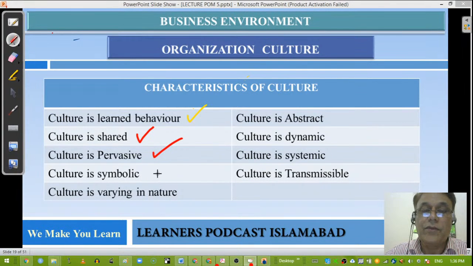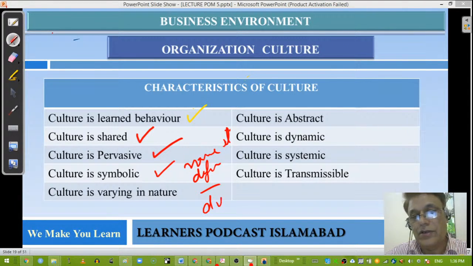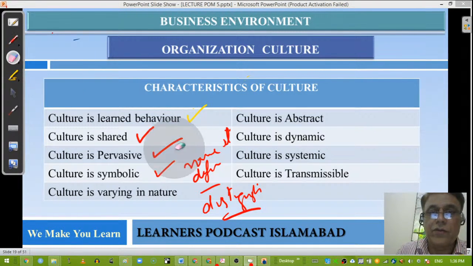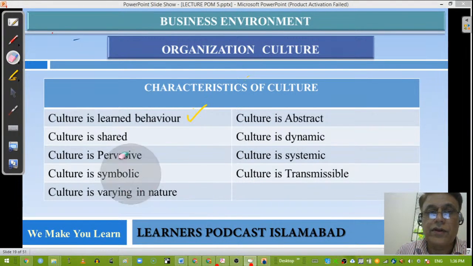It is symbolic. Symbolic means you can name it, you can define it, you can distinguish it. You can distinguish one culture from another culture. In the next slide, we will be discussing more on it, so we will discuss it at that time.